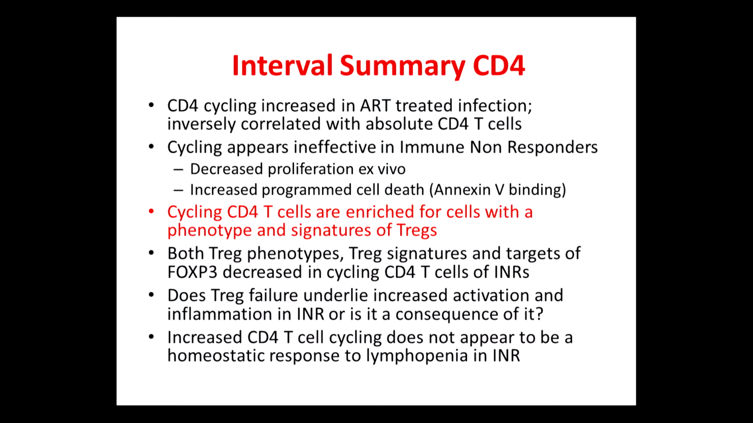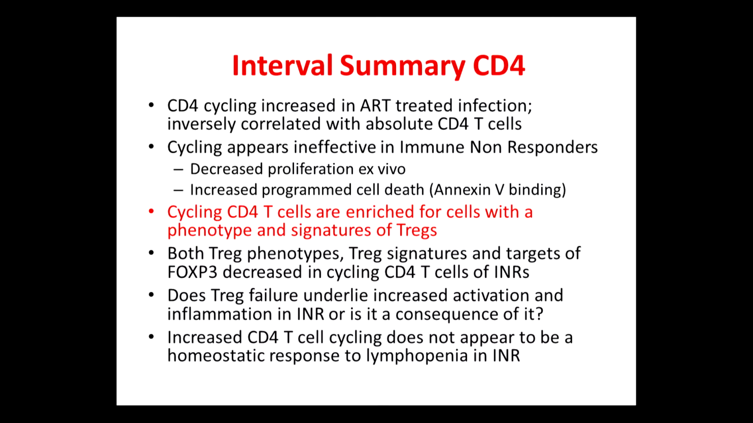What I've shown you as well is that the cycling CD4 T cells are enriched for cells with phenotypes and signature of T regulatory cells, but both phenotypes, their signatures, and the targets of FOXP3 are diminished in the cycling CD4 T cells of immune non-responders. So the question is, does T regulatory cell failure underlie the increased activation and inflammation that we see in immune non-responders, or alternatively, is it possibly a consequence of it?